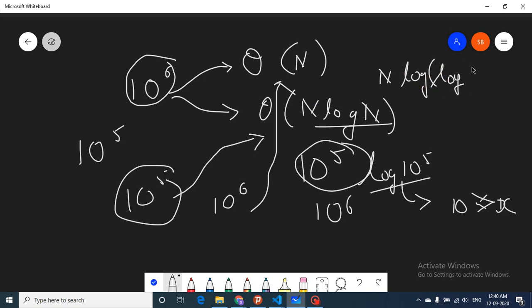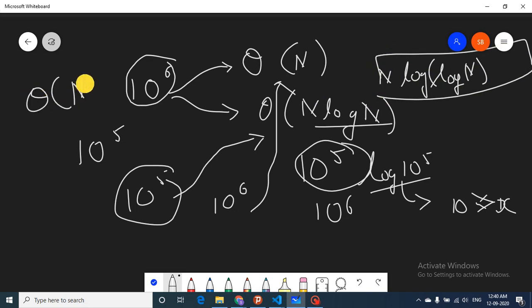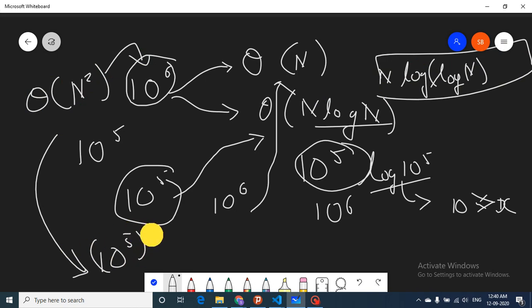So log of n, like you can form a sieve. But you cannot do an order of n square operation. If you are given 10 to the power 6, then in no case can you do an n square operation, because even with 10 to the power 5, if you square it, n to the power 2 becomes 10 to the power 10. And you cannot do this much operation in 1 second or 2 seconds at least. So that's the thing you have to keep in mind.